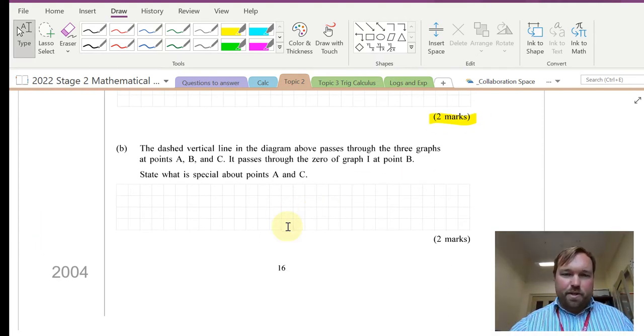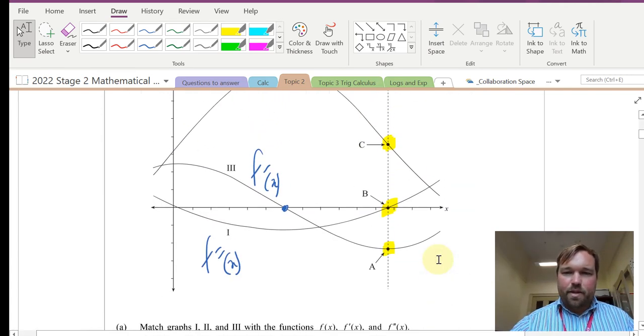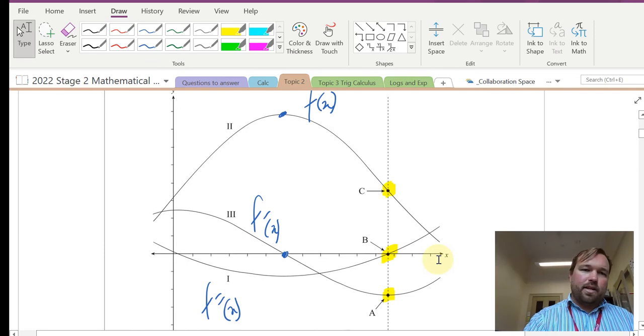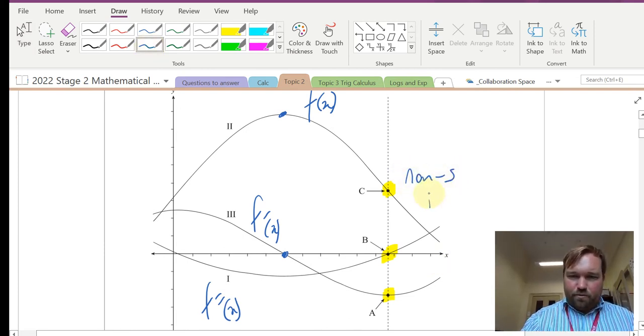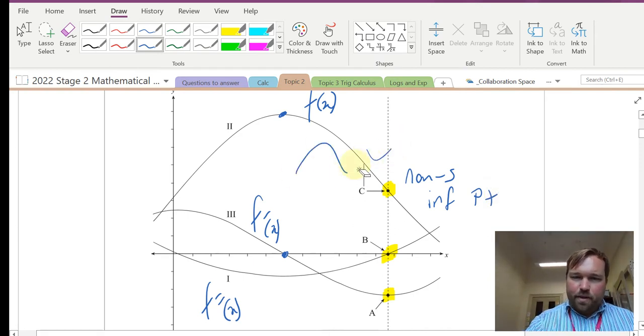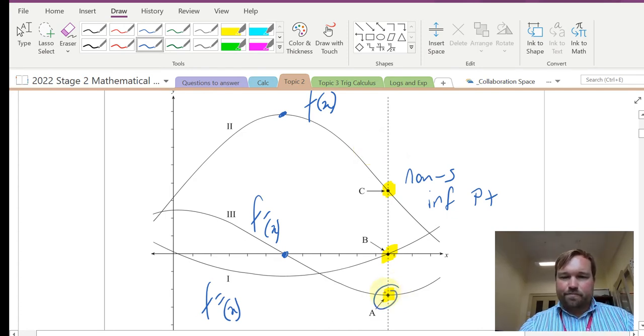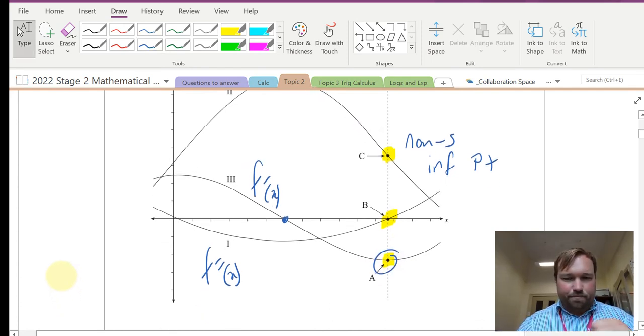Alright, what is special about points A and C? Well, point C is a non-stationary inflection point. Non-stationary inflection point, meaning it's not flat, but we are changing from concave down to concave up, making an inflection point. Point A is a turning point or a stationary point of the first derivative.